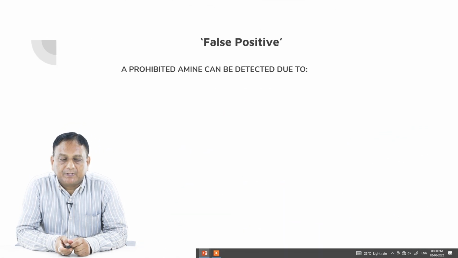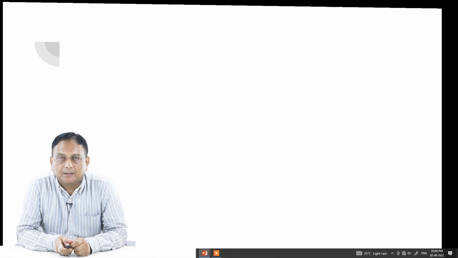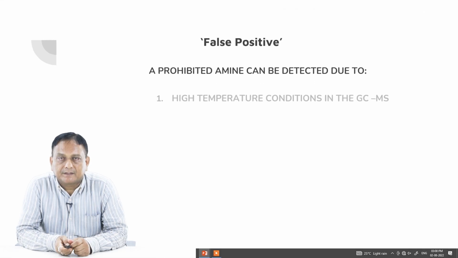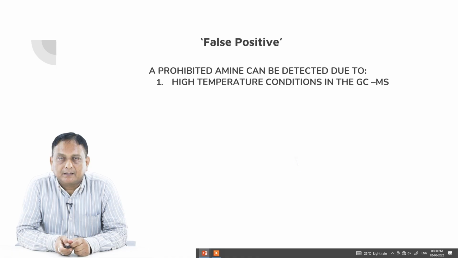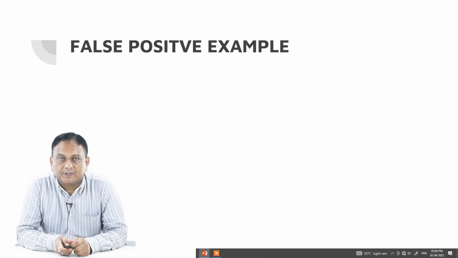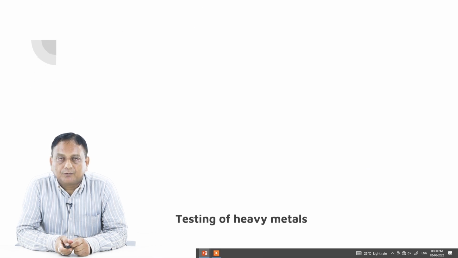Now false positive results also do happen in these prohibited amines. Other than azo dye also, it can give false positive results, which looks like a banned amine is there, but it is not like that. So there are different conditions of the equipment where we can get these false positive results, and some examples of dyed garments are before you.